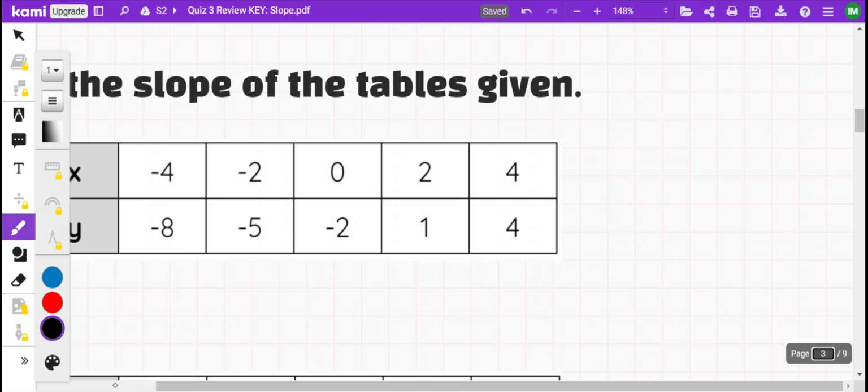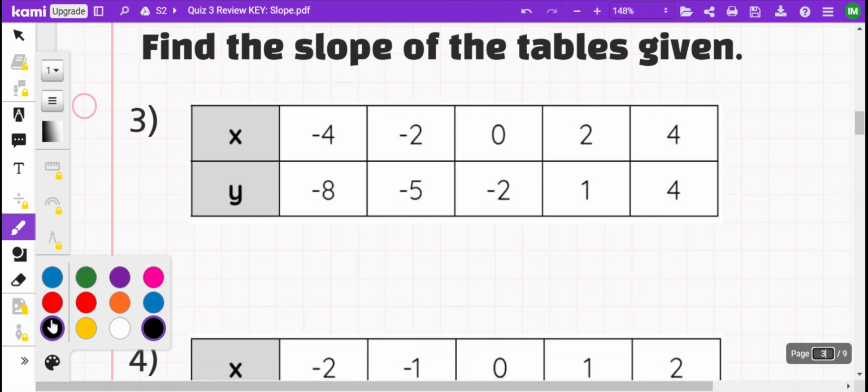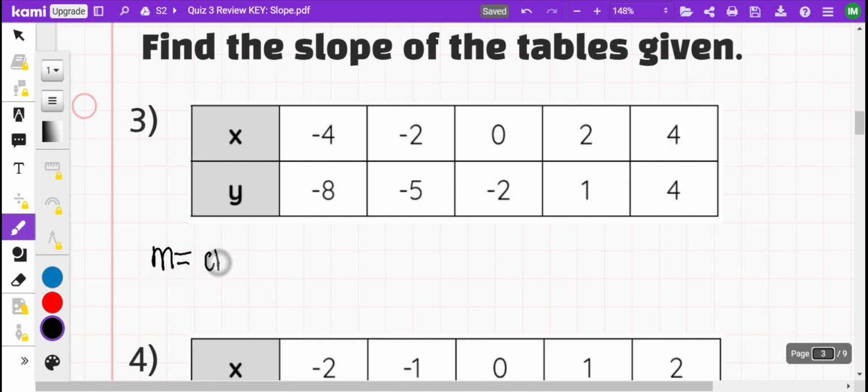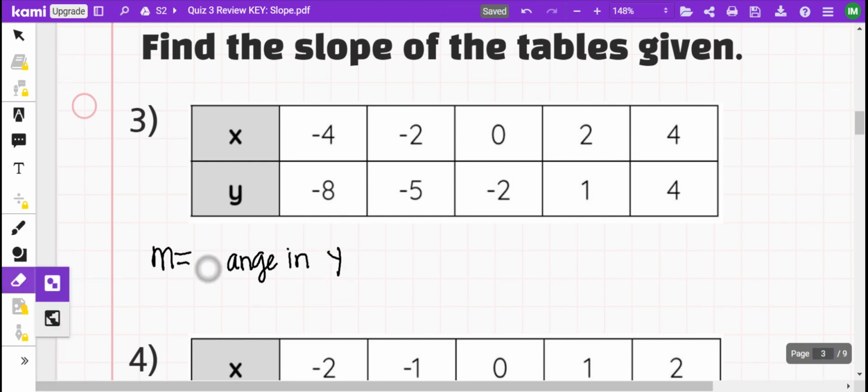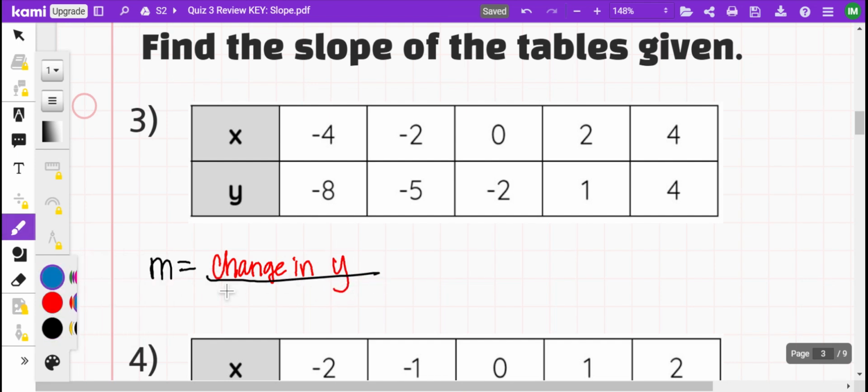Moving on to some tables. In order to find the slope of a table, or the rate of change, I need to find the change in y and divide that by the change in x. I'm just going to write it this time. All right, so change in y first.